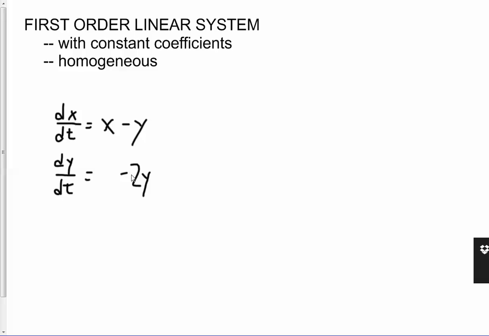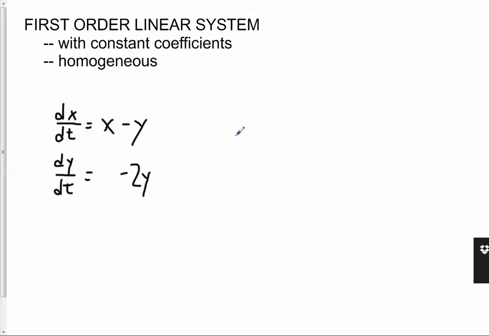They're constants. And finally, it's homogeneous because we don't also have a term that doesn't have x or y on either of these. We don't have plus 3 or minus 4t squared or anything like that. That's all zeroed out. So that's what makes it homogeneous. And so this is an example of that.